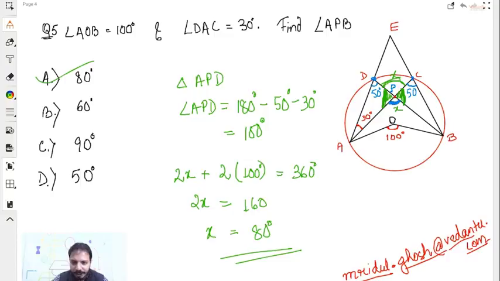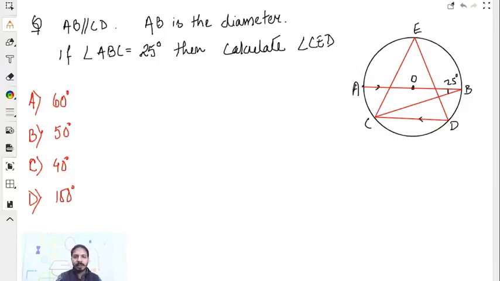Now one more question. This is a very beautiful and important question. Try to solve this.